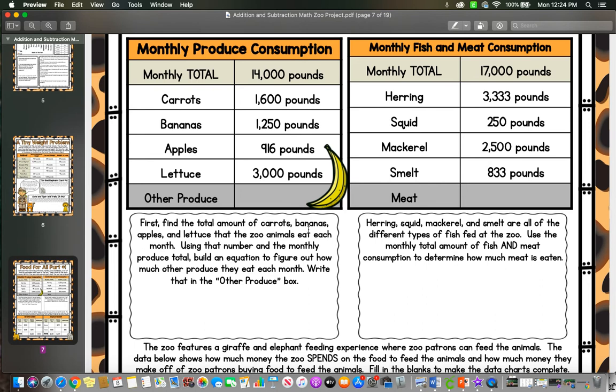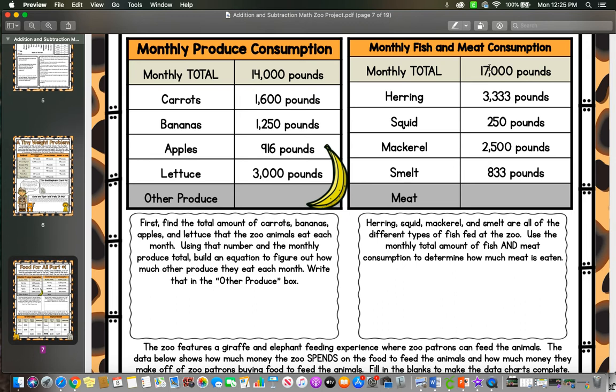What's going to happen is when you add up carrots, bananas, apples, and lettuce, it's not going to get you to 14,000 pounds yet. See this bar here? It says other produce. This means that there are other fruits and vegetables that the zoo is ordering, but they're not listed here. So you have to add these up and then subtract 14,000 pounds minus whatever you get here, and that's going to go in the other produce box, which is going to be right here.